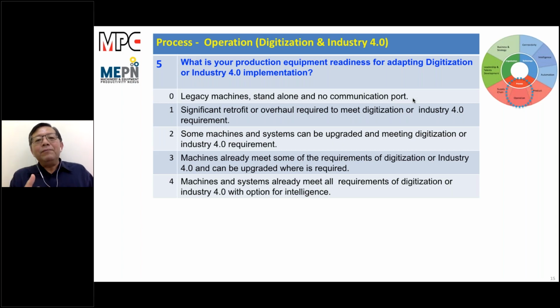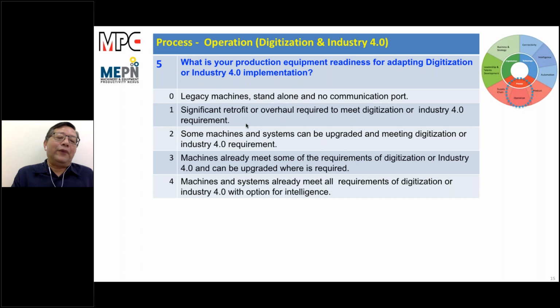It's an old machine, so normally you need to retrofit. You have to put in a sensor and a communication port. Then only can they communicate with others. Okay, that is your manufacturing plant at this stage. Then 1 means that a significant retrofit or overhaul is required to meet the digitization and Industry 4.0 requirements. This is what we frequently see today.